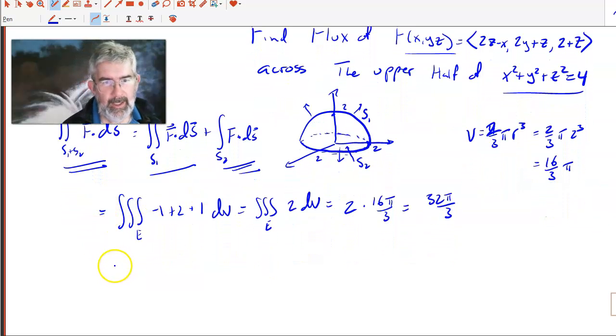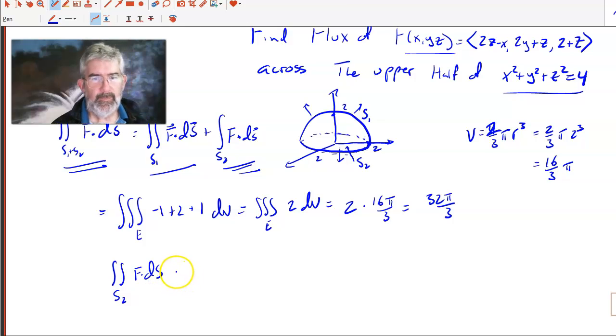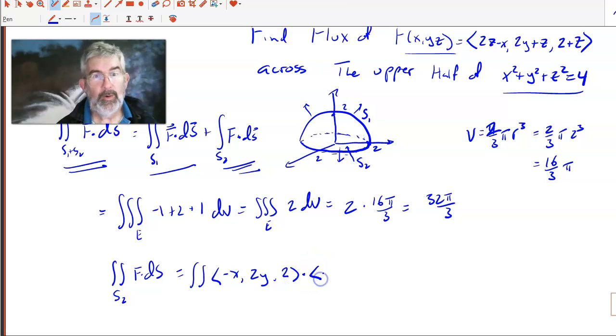So if I look now at just the surface integral over S2 of f dotted with dS, well, the parameterization is essentially just x, y, 0. And so the vector field is x, y, 0, so z is 0. So this is just minus x, 2y plus 0, 2, dotted with the normal vector.